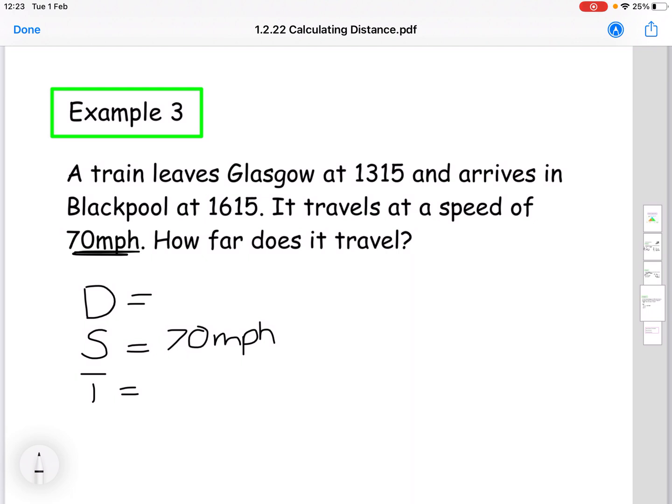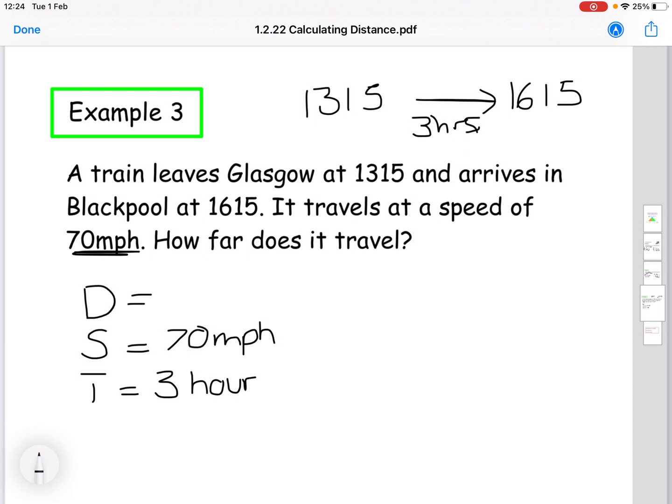Now your time you would have to work out for yourself. You're told that this train leaves at 13:15 and it arrives at 16:15. So that's a fairly straightforward time to calculate. You're looking at the time between 1:15 and 4:15. We should be comfortable with these 24-hour times from your previous work. So that's obviously a time of 3 hours. You can pop that in as your time, 3 hours. Again, leaving us with the distance as the missing variable.